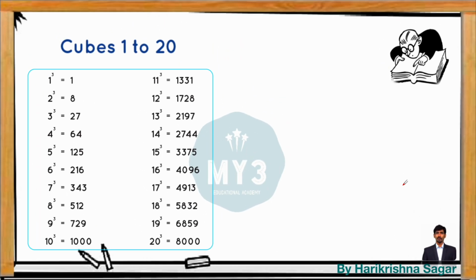Moving forward to prerequisite number 2. Do remember the cube numbers ranging from 1 to 15 at least. 1 cube is 1, 2 cube is 8, 3 cube is 27, 4 cube is 64, 5 cube is 125, 6 cube is 216, 7 cube is 343, 8 cube is 512, 9 cube is 729, 10 cube is 1000, 11 cube is 1331, 12 cube is 1728, 13 cube is 2197, 14 cube is 2744, 15 cube is 3375. So remember 1 to 15 cubes, and learn these numbers by heart.